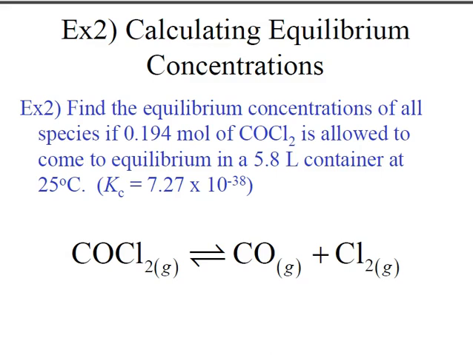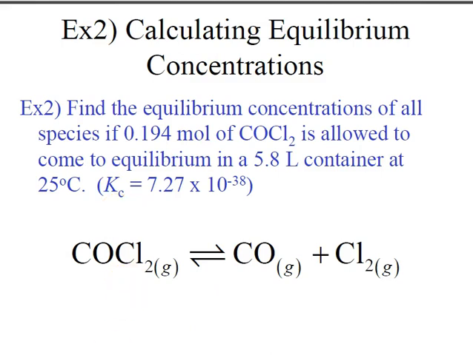Alright, example 2. Find the equilibrium concentrations of all species, so same kind of question, we're looking for those E values again, if 0.194 moles of our reactant is allowed to come to equilibrium. So that's how much we're starting with, and then it comes to equilibrium in a 5.8 liter container, and they give us the temperature. Here we have a Kc.